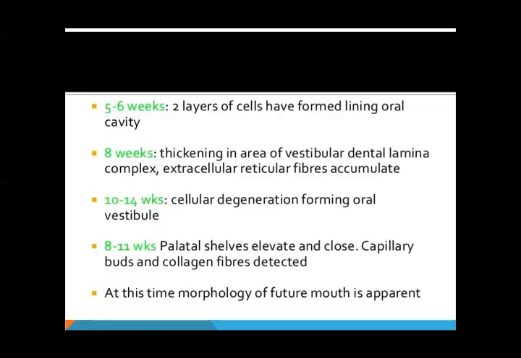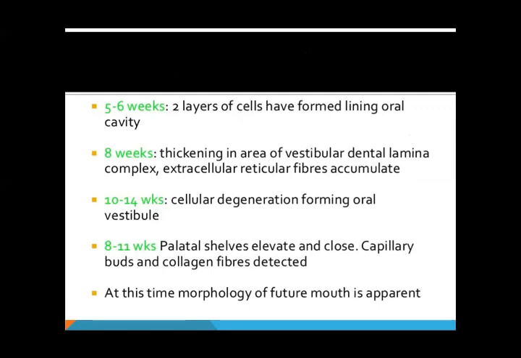At 5 to 6 weeks, 2 layers of cells have formed, lining the oral cavity. It starts from 26 days, and at 5 to 6 weeks two layers of cells have formed lining the oral cavity.